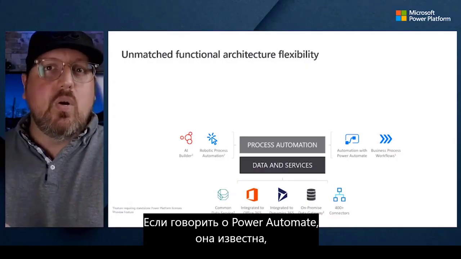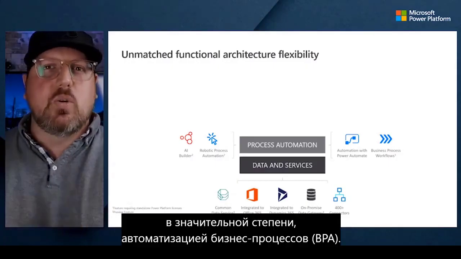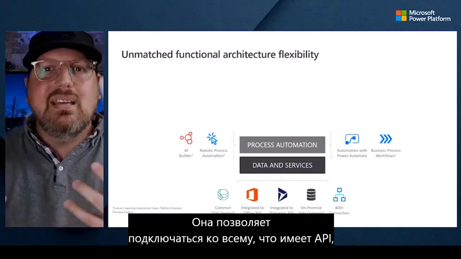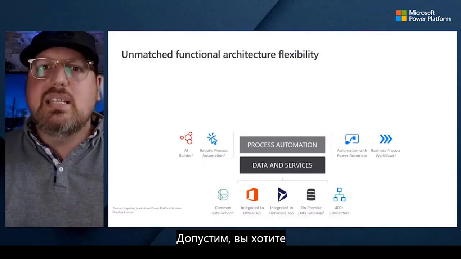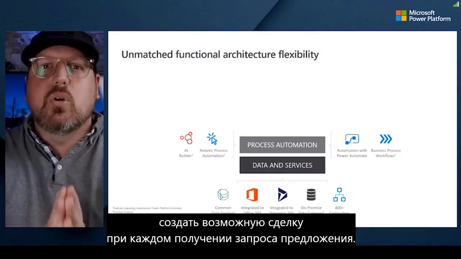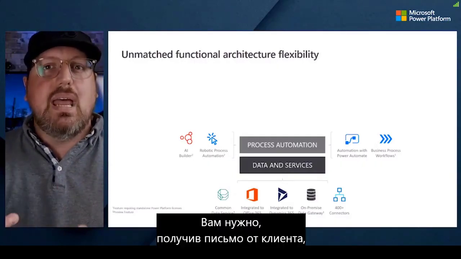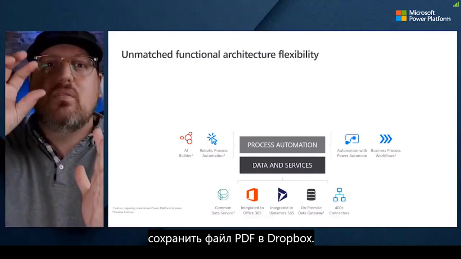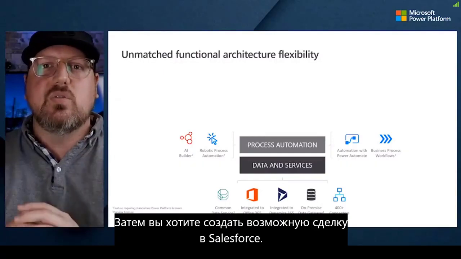And then talking about Power Automate, what it's known for is pretty much the business process automation, or BPA. What you can do with that is you can connect to anything that has an API, define triggers and actions. Let's say you want to build an opportunity every time you receive a new RFP. What you would do is that, hey, if I receive an email from a client, I want the PDF to be saved in Dropbox. Then I want to have an opportunity in Salesforce.